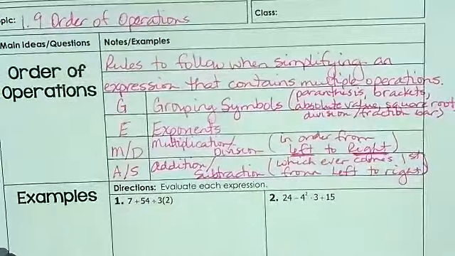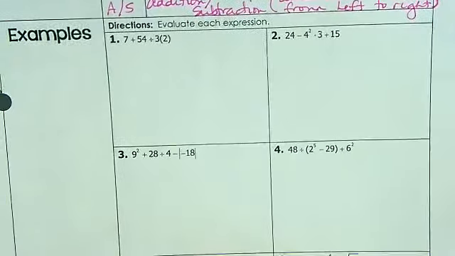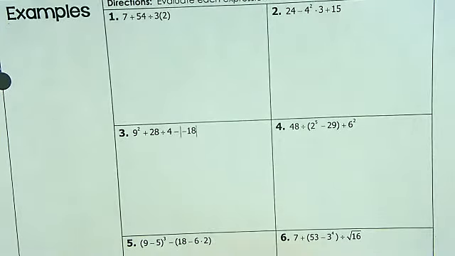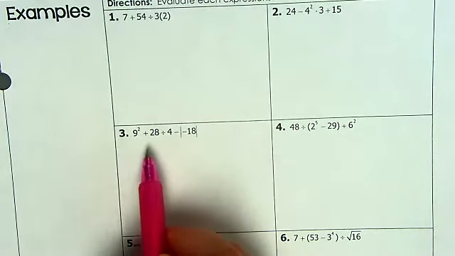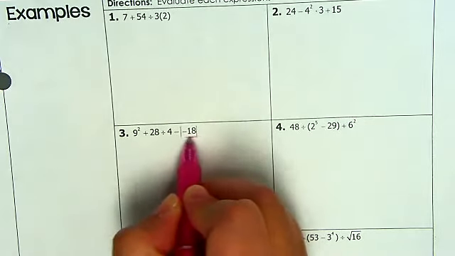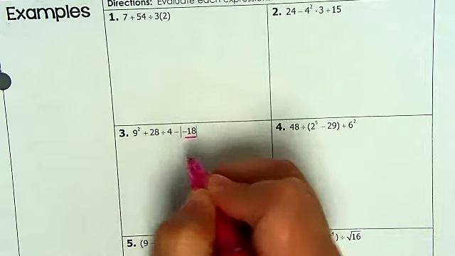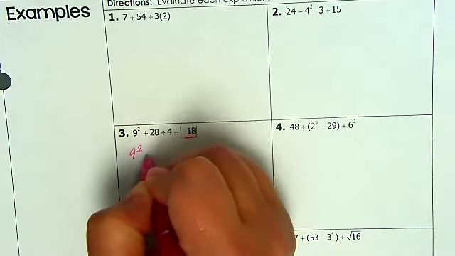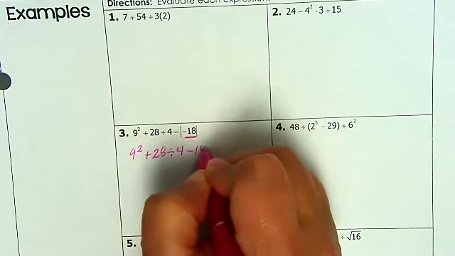Okay, I'm going to start with number 3 because the first couple of ones are very basic and I just want to make sure we can hit several different types. All right, so when I'm looking at this, I'm going to underline what I'm going to do first. Since we have things separated by things, we can sometimes do things at the same time. But I'm going to go through and look for anything that's got grouping symbols. Well, because that's what I look for first, the absolute value. So that's what I'm going to do first. So the absolute value of negative 18 is 18. So then I rewrite everything. So I have 9 squared plus 28 divided by 4 minus 18.